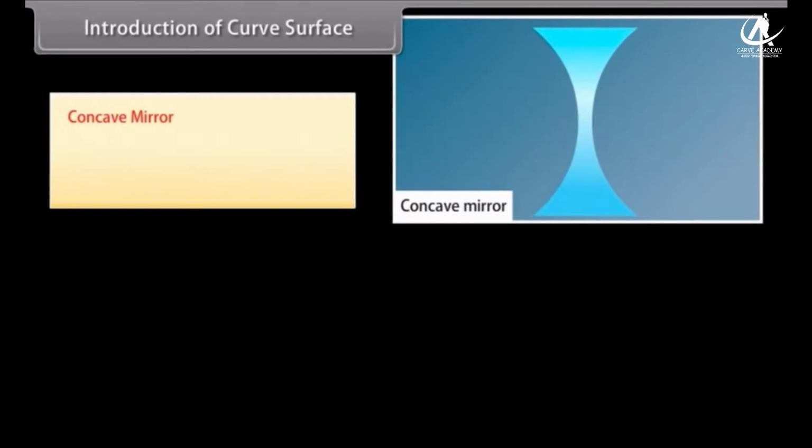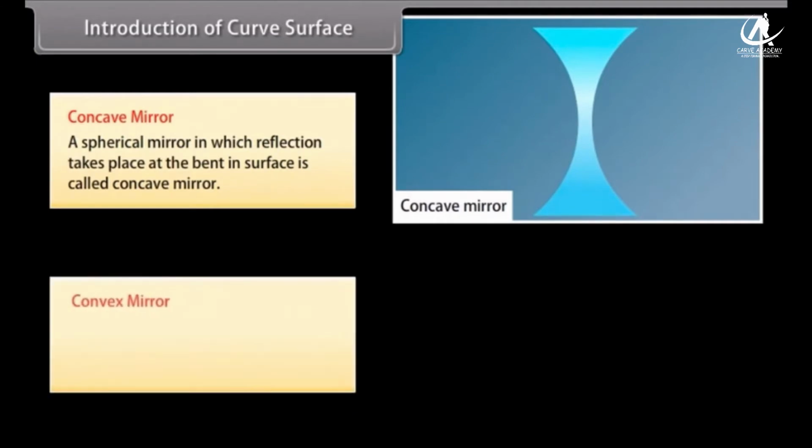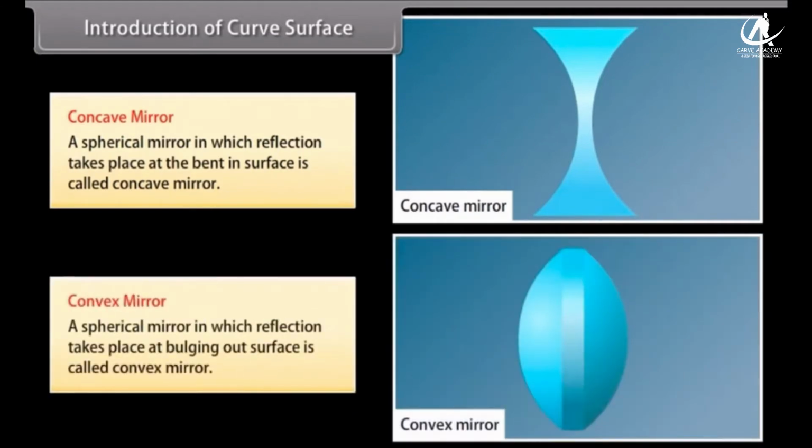Concave mirror. A spherical mirror in which reflection takes place at the bent-in surface is called a concave mirror. Convex mirror. A spherical mirror in which reflection takes place at the bulging out surface is called a convex mirror.